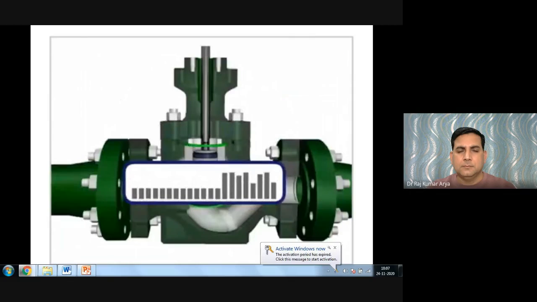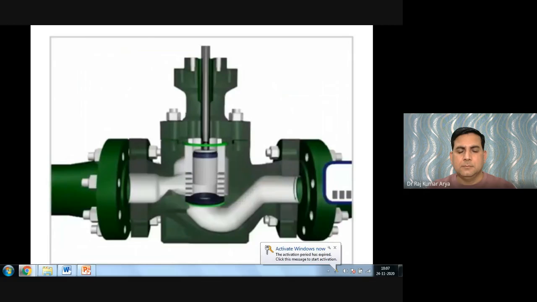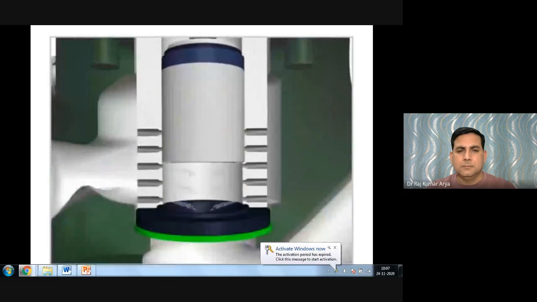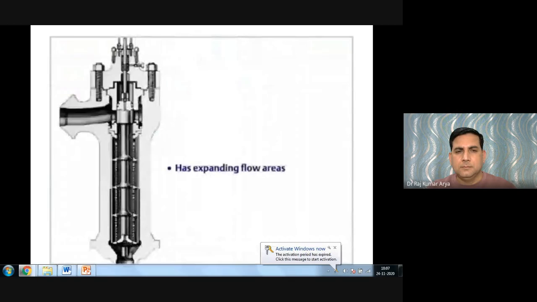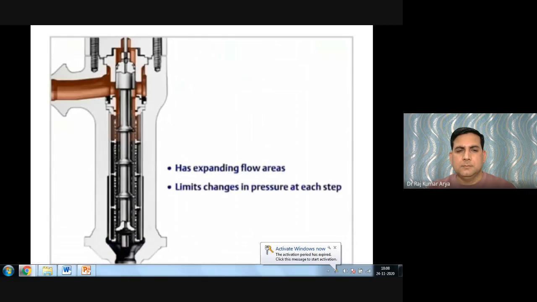Cavitation is isolated by directing fluid into the center of the valve using a flow-down orientation so bubbles implode away from the valve components. In addition, the Cavitrol 4 valve trim has expanding flow areas that decrease pressure as the fluid flows through, limits changes in pressure at each step to prevent fluid from reaching the vaporization point, and prevents leakage.